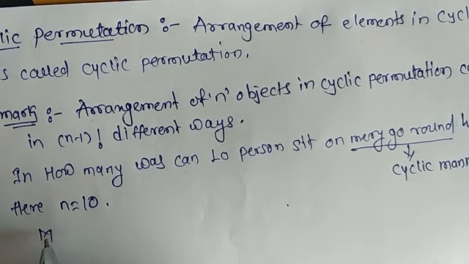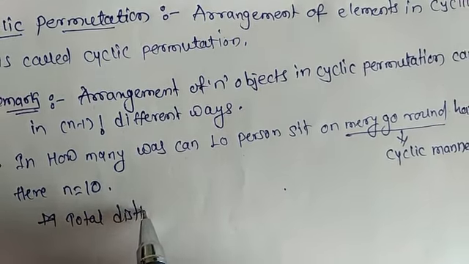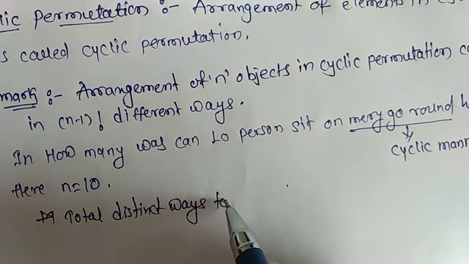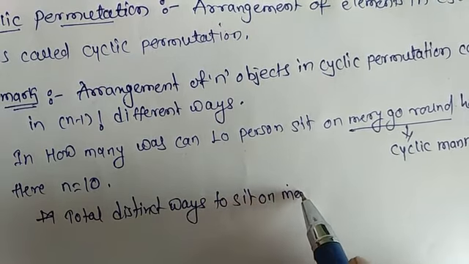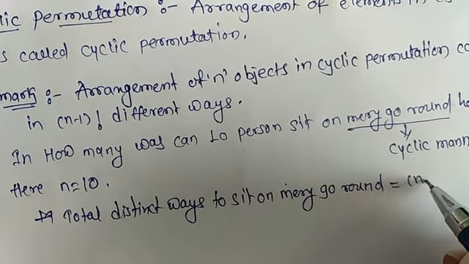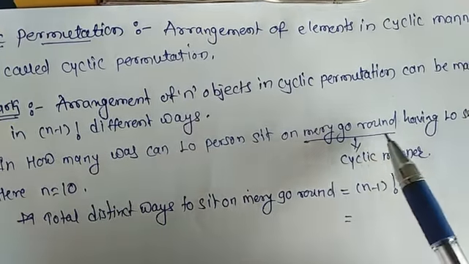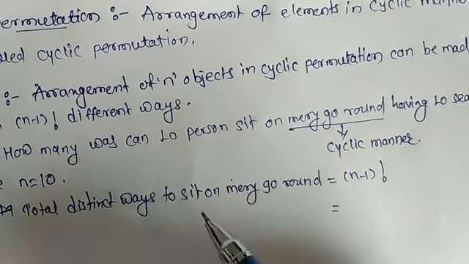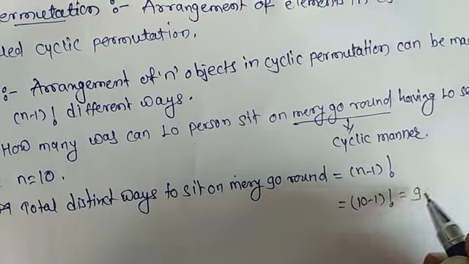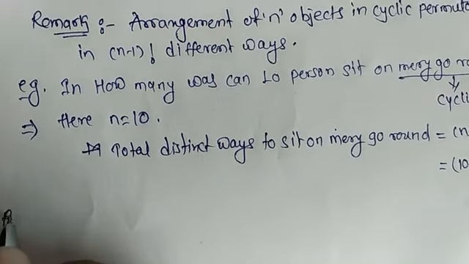So here the total distinct ways to sit on the merry-go-round is equal to n-1 factorial. Here it is given that 10 persons sit on 10 seats, so n is equal to 10, which gives 10 minus 1 factorial, which is 9 factorial. That will be our required solution.